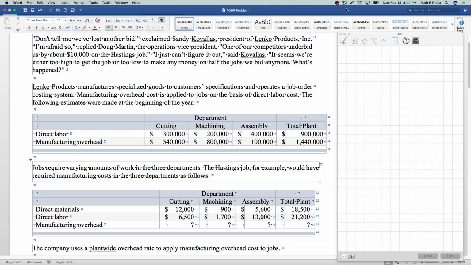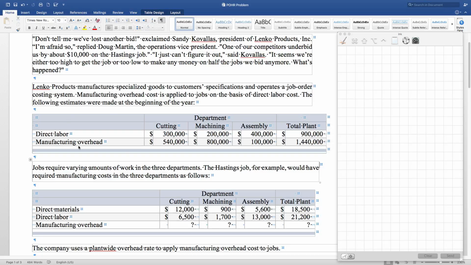And let's get started. So the very first thing we need to do is calculate a plant-wide rate. And so you'll remember that when we're calculating predetermined overhead rate, we're going to start with an estimate of manufacturing overhead costs divided by a cost driver. So having read the problem, you can see that this section represents our estimate.